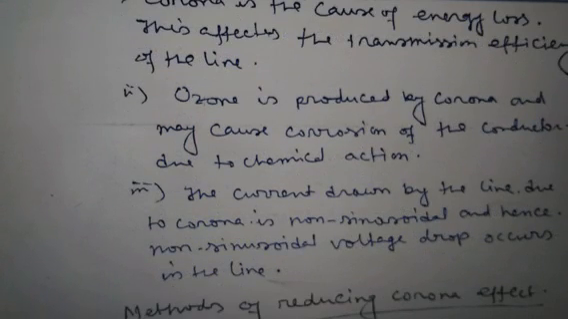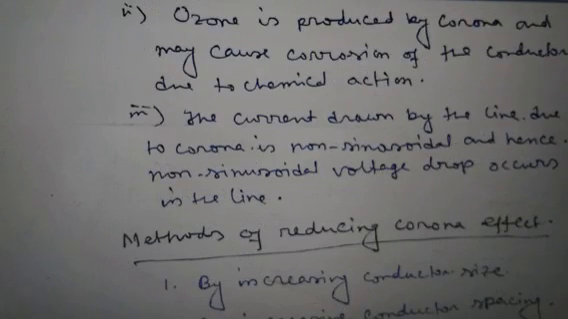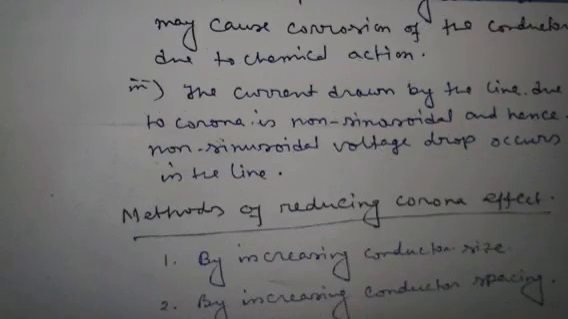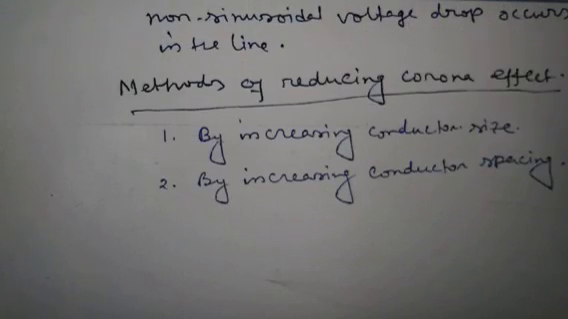Next point, ozone is produced by the corona and may cause corrosion of the conductor due to the chemical action, and as a result the surface of the conductor gets damaged. Next point, the current drawn by the line due to the corona is non-sinusoidal, and hence a non-sinusoidal voltage drop will occur. Now the methods of reducing the corona.